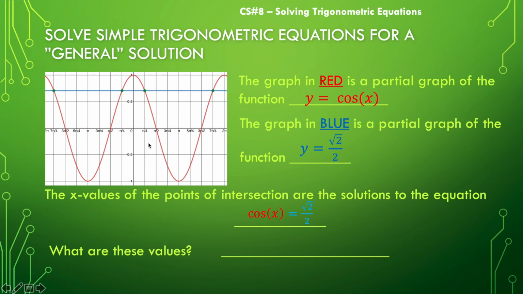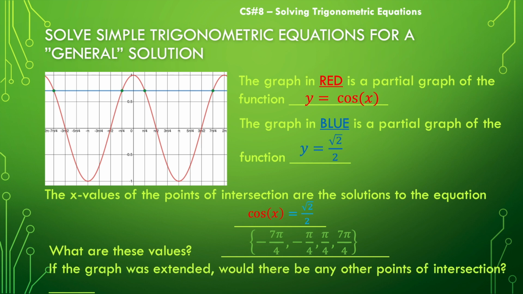Let's work on the first quadrant first. We've got one at pi over 4, and then we've got one at 7 pi over 4. Now if I go back to the second quadrant, I've got one at negative pi over 4 and negative 7 pi over 4. Does that mean that that's all of the solutions? Would there ever be any more? What if we extended the graph?